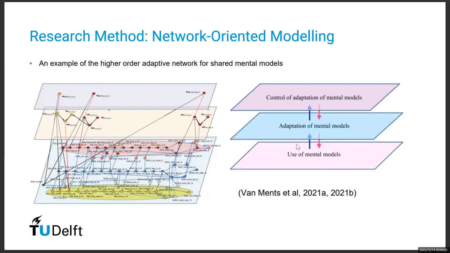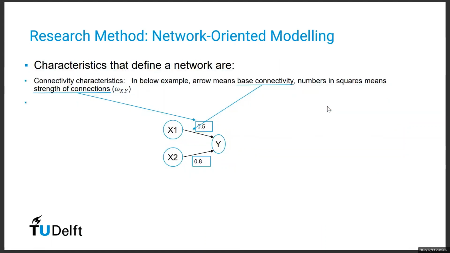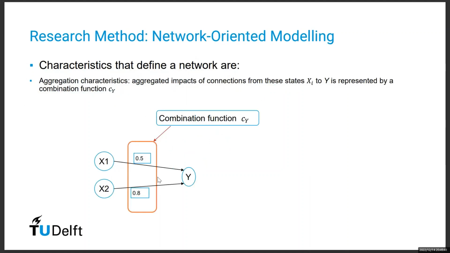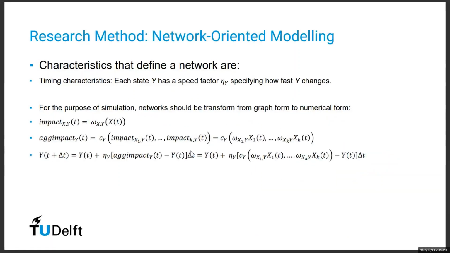The bottom layer is use of mental models, the second layer is adaptation of mental models, and the third layer is control of adaptation of mental models. The characteristics that define a network are, first, base connectivity. The number shows the strength of connections. And second, those connections are put together by a combination function. Combination functions used in this article are presented here. And to show time characteristics, we introduce a speed factor. For the purpose of simulation, networks should be transformed from graph form to numeric form.